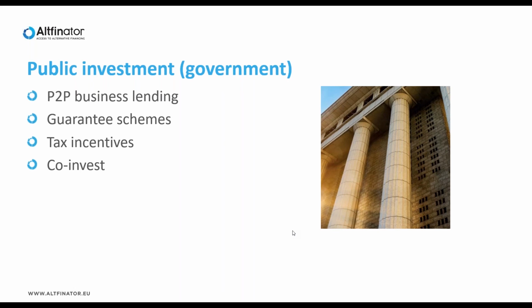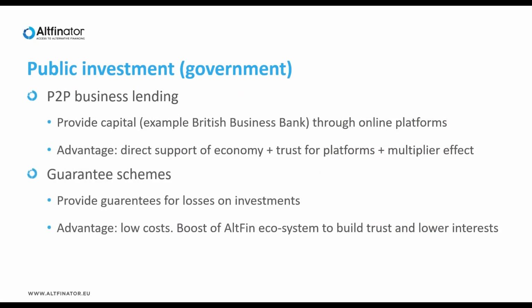So, back to the government. We have these different models. If you start with business lending, there are different models. You can provide capital directly. For example, the British Business Bank was a good example. A couple of years ago, they funded loans to SMEs directly through several alternative finance platforms.